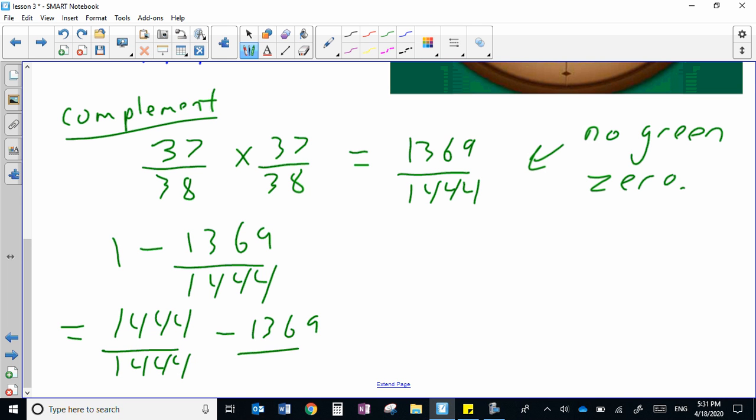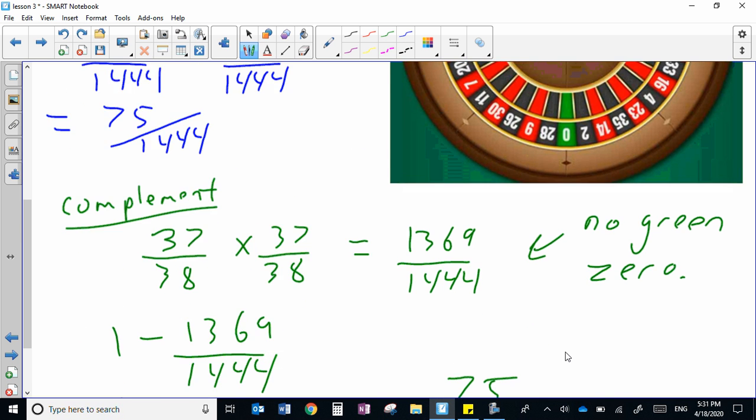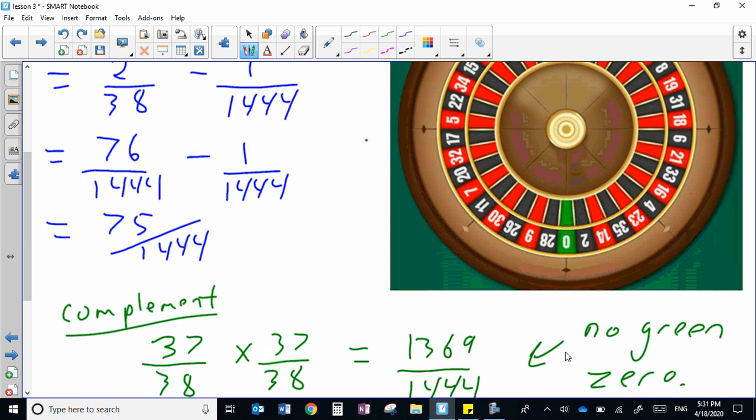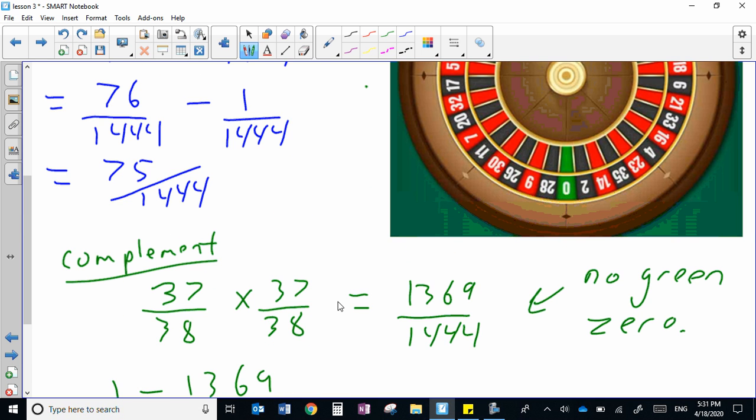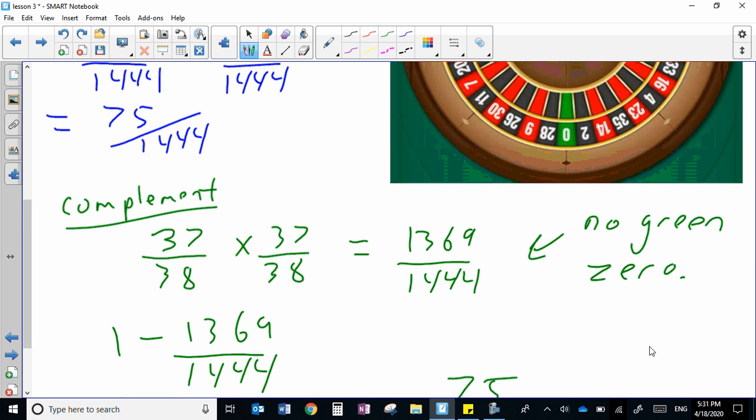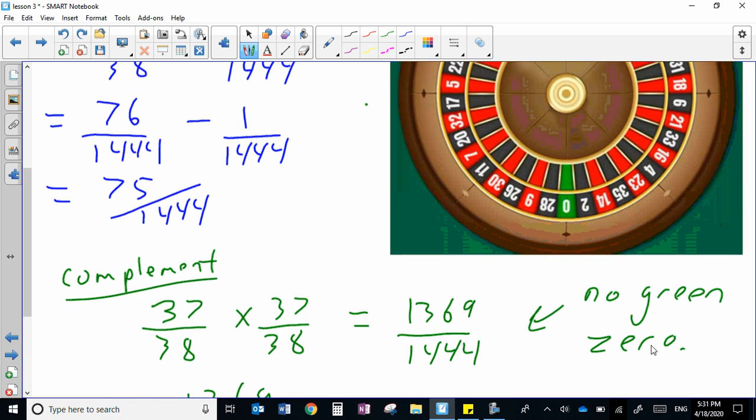And sure enough, we will get the exact same number of 75 over 1,444. Okay, now it's about 5.2%, I believe. That gives you that same answer right there. Now, that's it for this lesson and these examples.